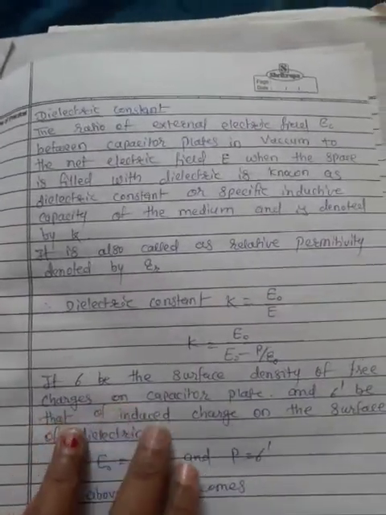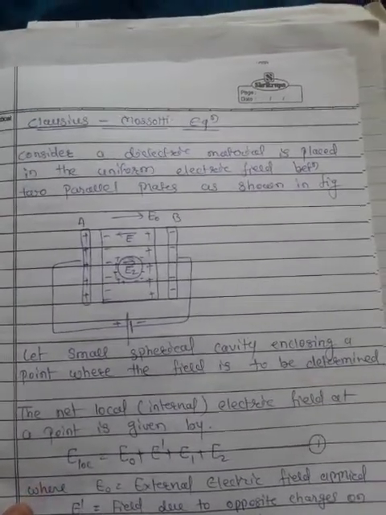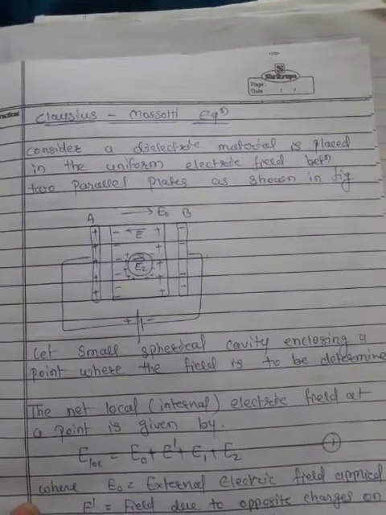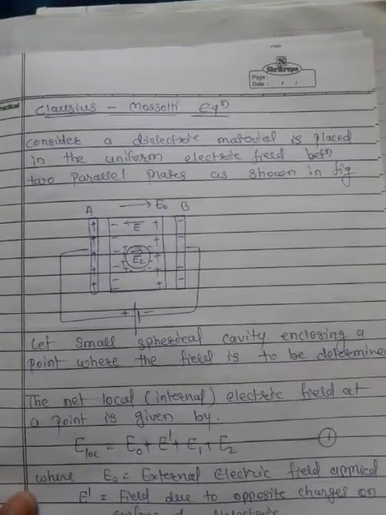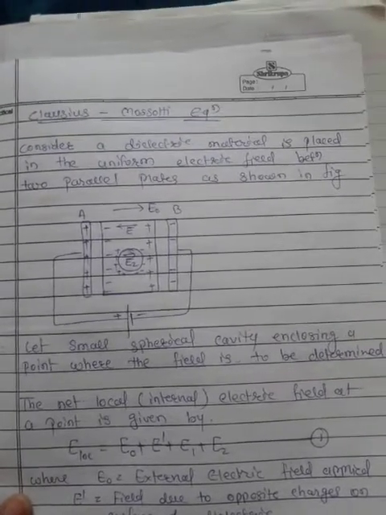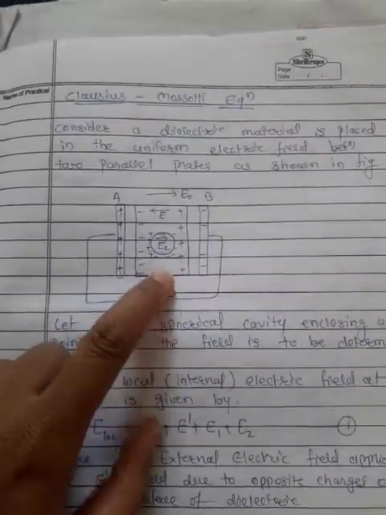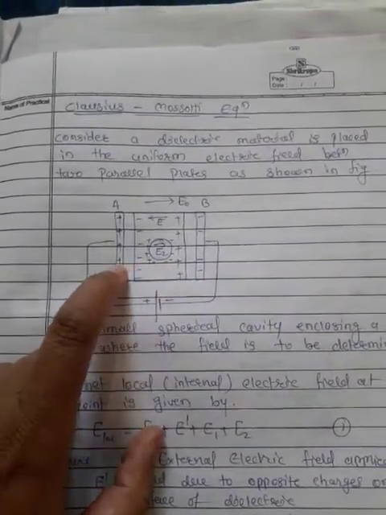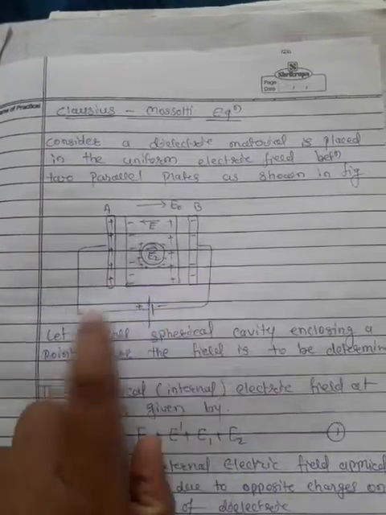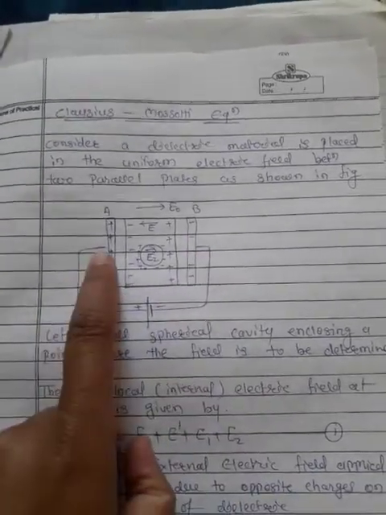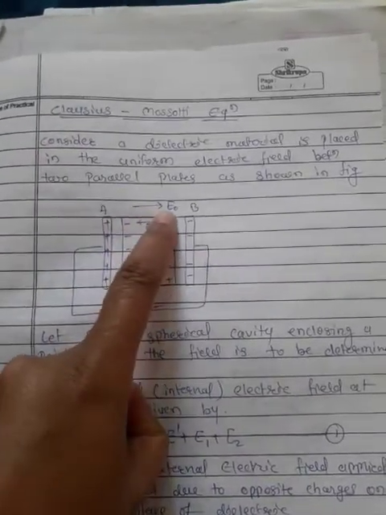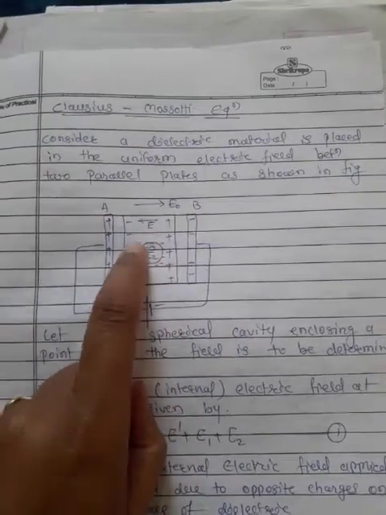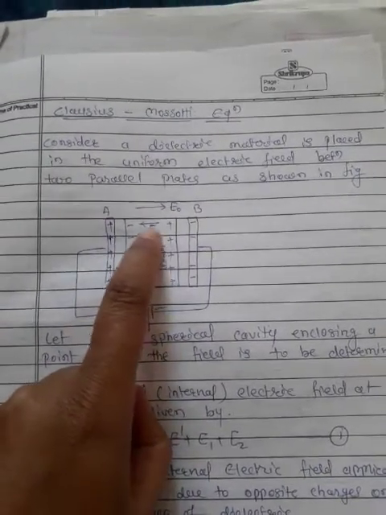This Clausius-Mossotti equation gives the relation between this molecular polarizability and the dielectric constant that we defined in a previous lecture. For this relation, we consider the dielectric material placed in a uniform electric field between the two parallel plates of a capacitor, as shown in the figure. E0 is the applied electric field and E dash is the internal electric field.